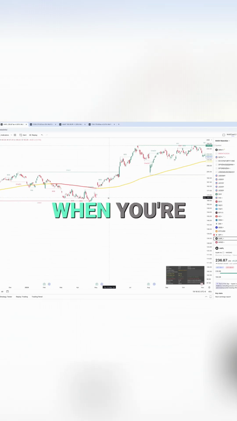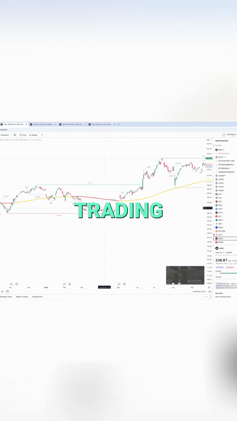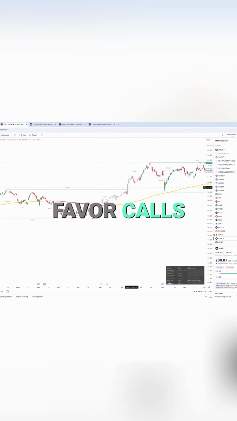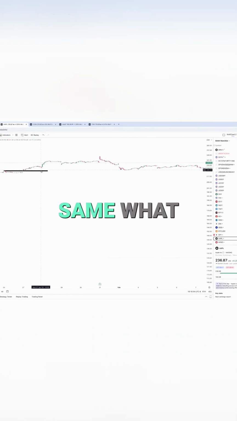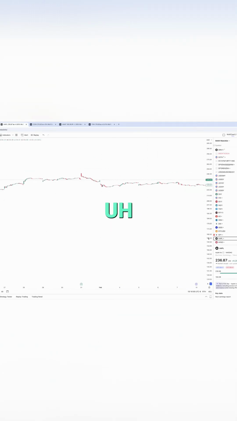But other than that, when you're trading, especially if you're day trading, you want to favor puts when you're under the 200 and favor calls when you're above it. So we'll look at that on a smaller time frame, like the 15-minute, and you'll see it's the same. It's the same type of scenario, right?